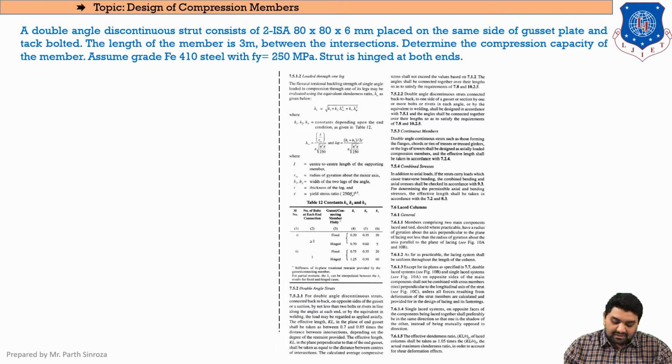As our question suggests that it is joined on the same side of the gusset plate, we'll be using clause 7.5.2.2. Going through it, it says that a double angle discontinuous strut connected back to back on one side of the gusset, clear? That means same side, or by the equivalent of welding, shall be designed in accordance with 7.5.1. That means though it is a double angle strut, if they are placed on the same side of the gusset plate, then we won't solve it as a double angle, we'll always solve it as a single angle strut. Clear? Single angle strut, that means our 7.5.1 that we have seen earlier.